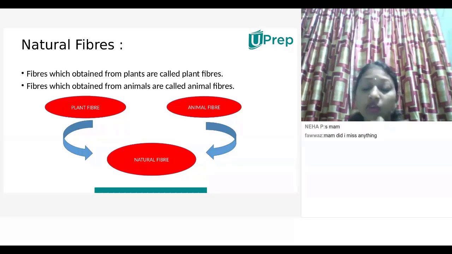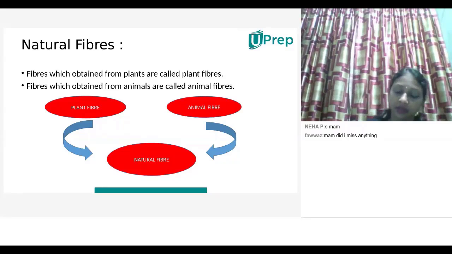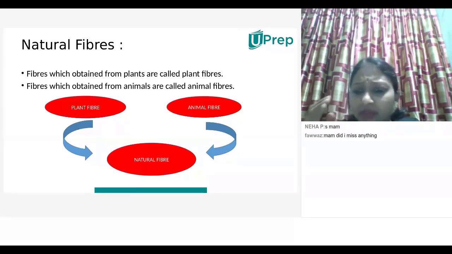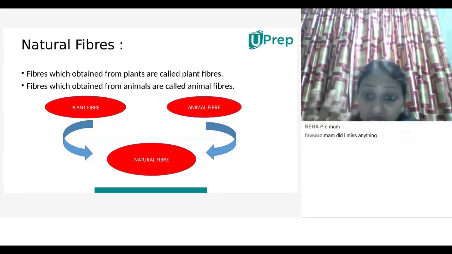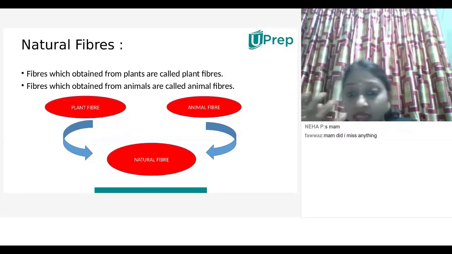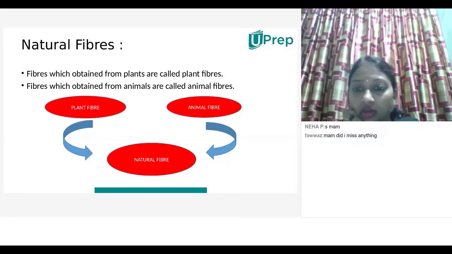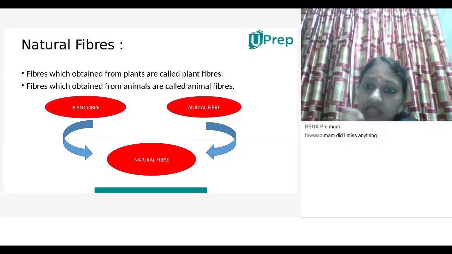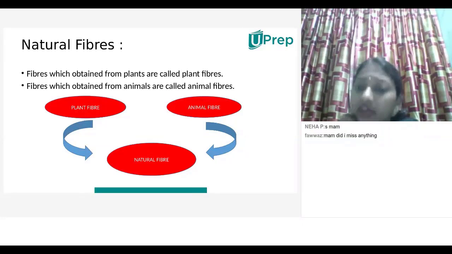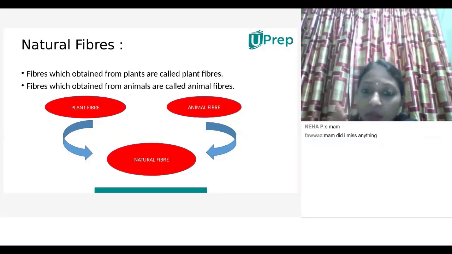Understood, children? When we discuss natural fibers, plant fibers and animal fibers, there is a chance of intermixing of both plants and animals, but rarely do we use this because both are obtained naturally.